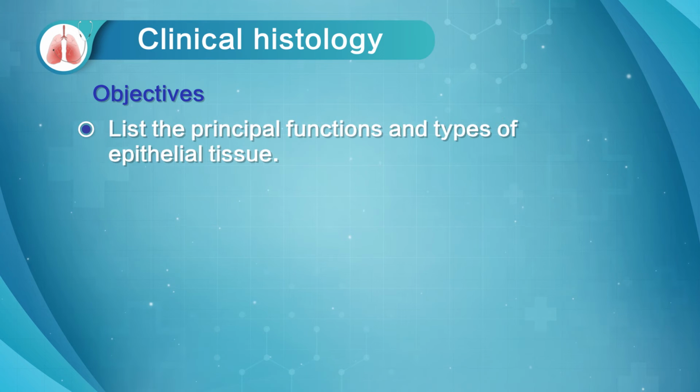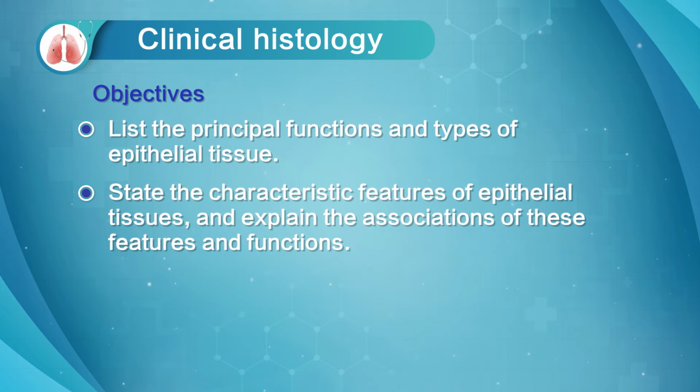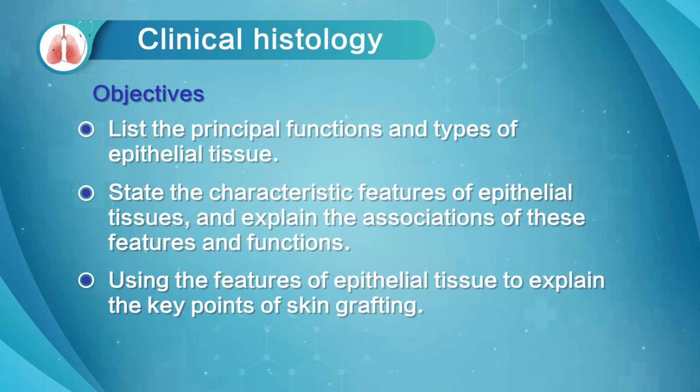First, we are going to list the principal functions and types of epithelial tissue. Second, we will state the characteristic features of epithelial tissues and explain the association of these features and functions. The last objective will be to use the features of epithelial tissue to explain the key points of skin grafting.